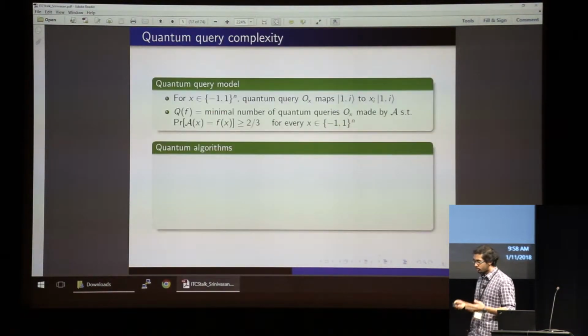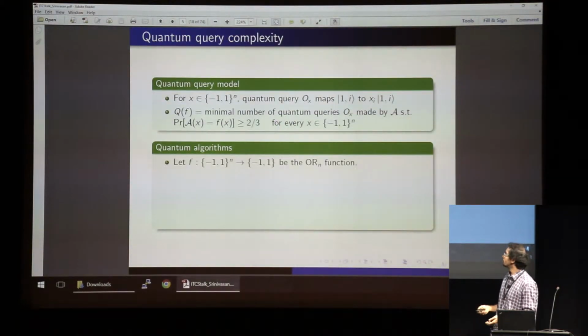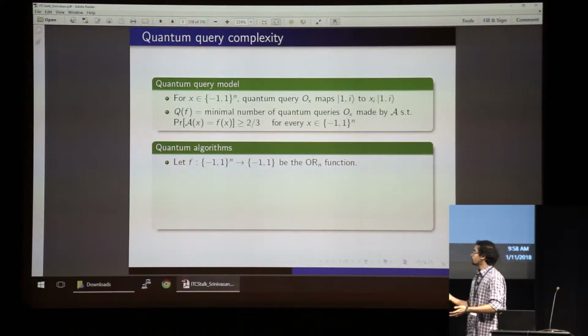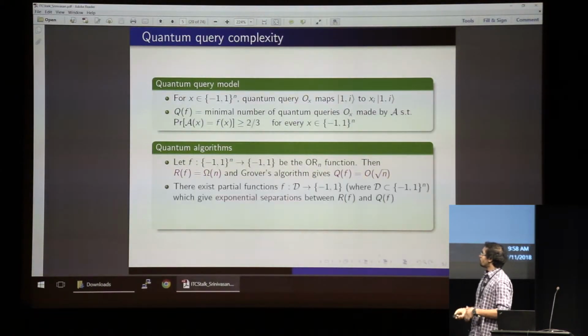Some quick algorithms that are captured in this framework are, for example, the simplest one, the OR function. The OR function evaluates to 1 only if all the input bits are 1, and otherwise it's minus 1. It's not too hard to see that the randomized query complexity of this is Omega(n), but Grover's quantum algorithm says you can solve it in square root of n queries. And if you allow partial functions, that is, the function has a domain which is strictly a subset of the n-bit strings, you can get exponential separations between randomized query complexity and quantum query complexity.